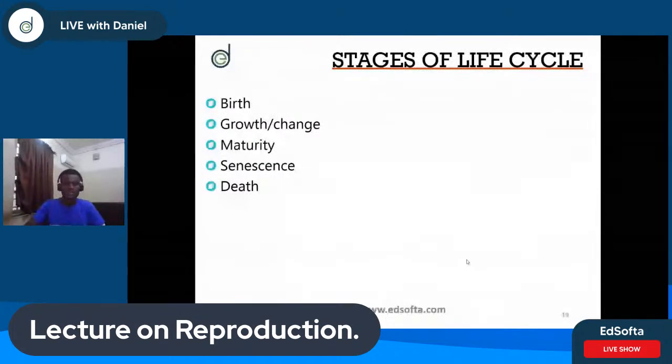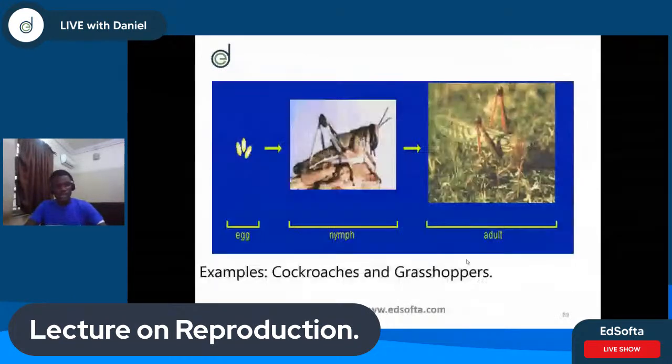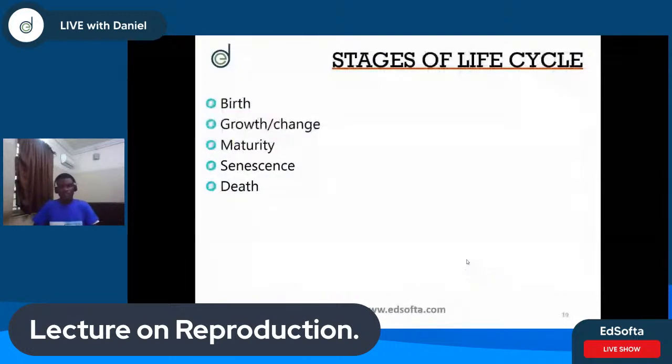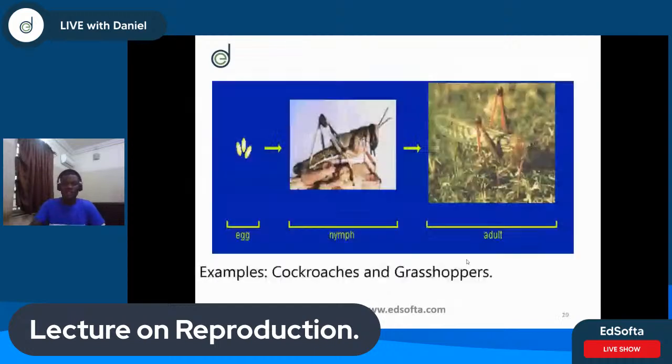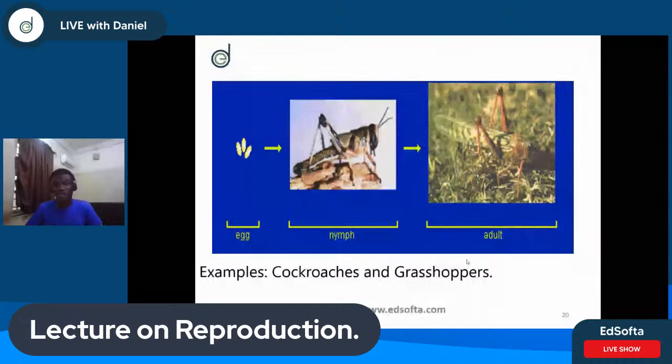Now, organisms undergo phases of life cycle. We have the simple or incomplete metamorphosis. There are three phases in this one, and it occurs mainly in winged insects. You have your egg, your nymph, and your adult. Examples are cockroaches and grasshoppers. Even dragonflies appear in this category.